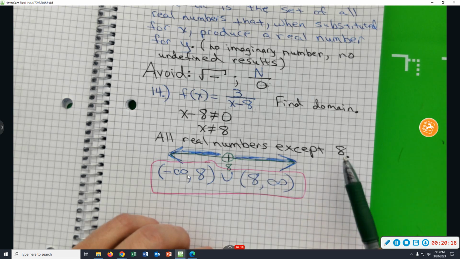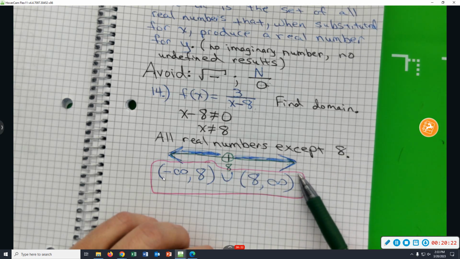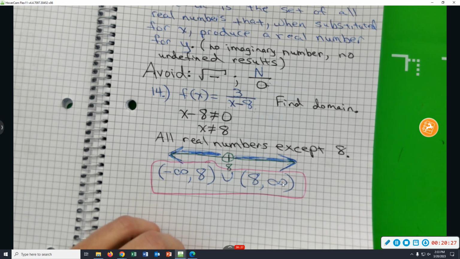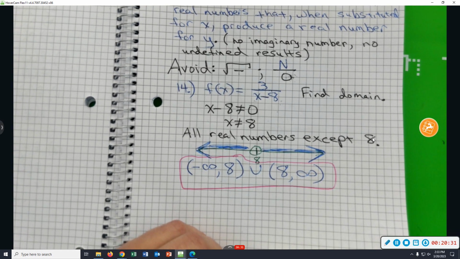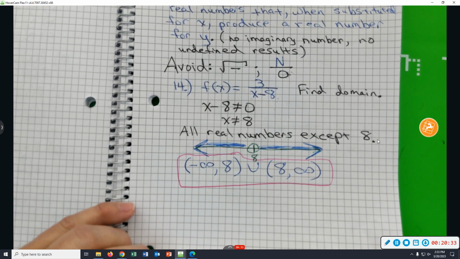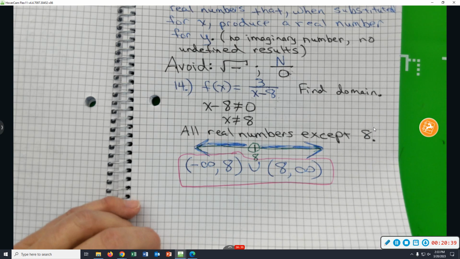Yes. And then to say all real numbers except that, you have to use parentheses, negative infinity to that number, union, number to positive infinity. That's their way of saying all real numbers except 8. I personally would prefer writing it out in words: all real numbers except 8. Because anyone that can read English can read those words.